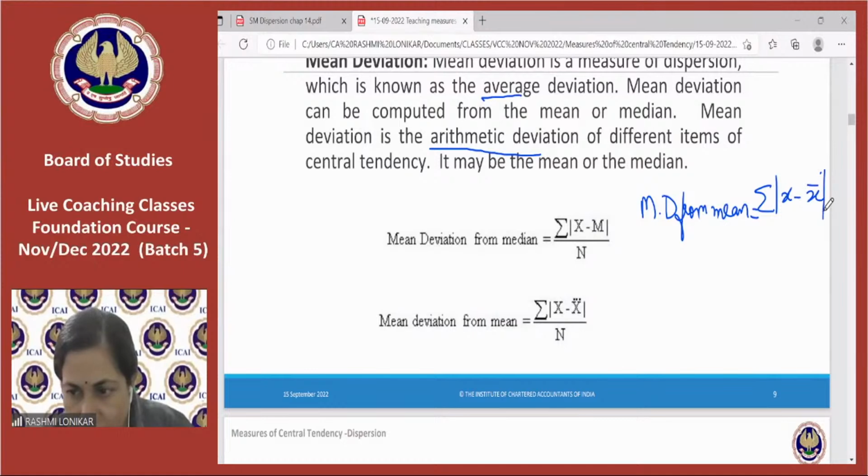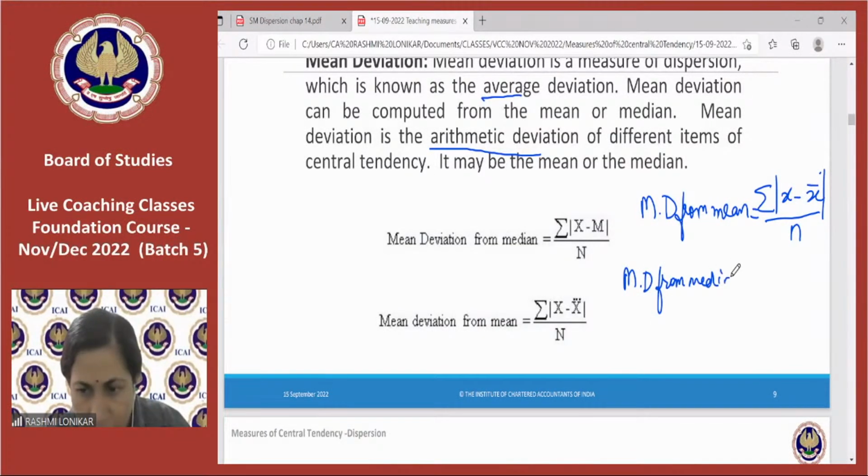That is, I first find out x bar, that is the mean, and I take deviations of each of the observations from the x bar, and then I sum them up and divide it by n. What is n? N is the total number of frequency, that is summation f, or you can write it as n.